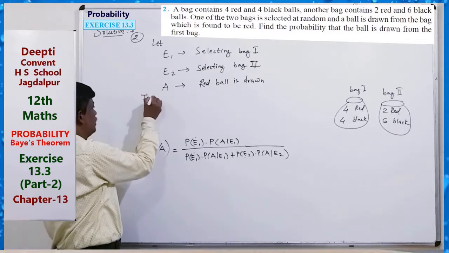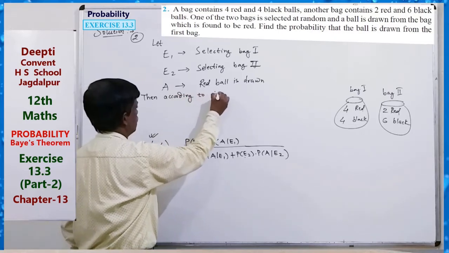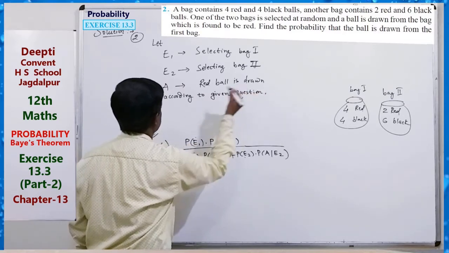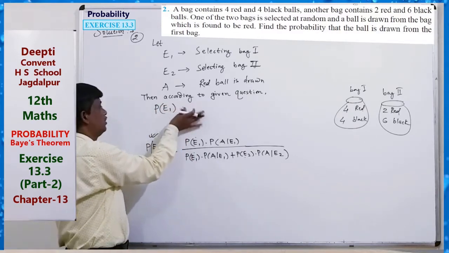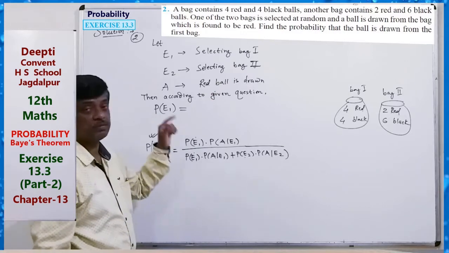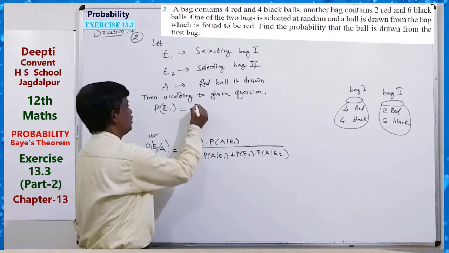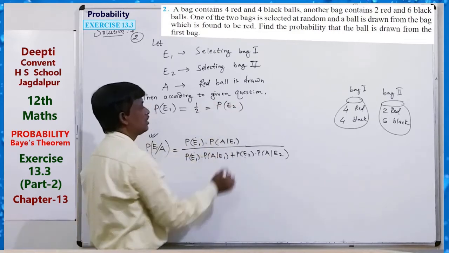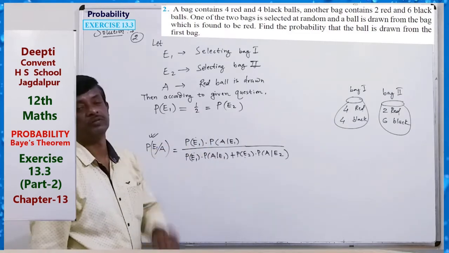According to the given question, P(E1) means the probability of selecting bag 1. Two bags are there, so selecting bag 1 is 1 out of 2, so 1 by 2. Also P(E2), selecting bag 2 out of 2, is 1 by 2. So both are 1 by 2.